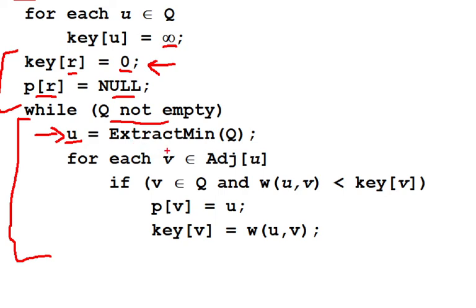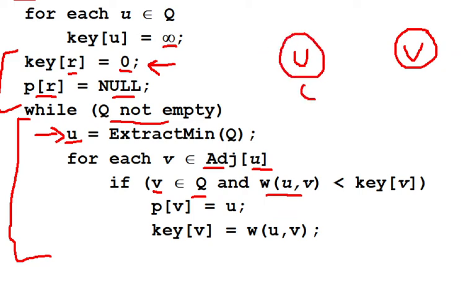Then it checks all the vertices which are adjacent to u and picks them one by one, right? And it checks if the vertex which it has picked is in the queue, and the weight between u and v. This is u and this is v, right? Initially its key will be infinity, and there will be an edge between them. For example, let us say the value 7 is there, and we will see if the weight of the edge between u and v is less than the key of v, which it is, right?